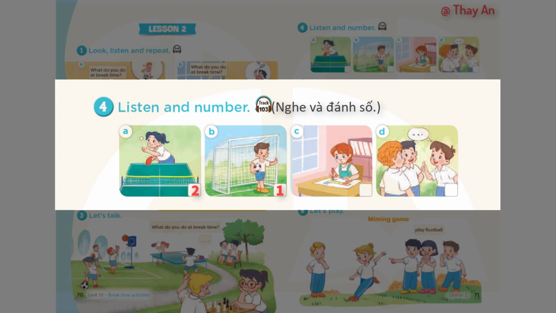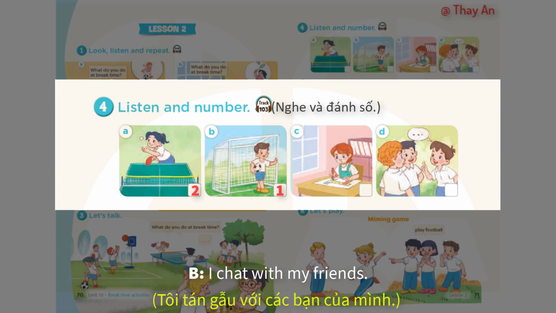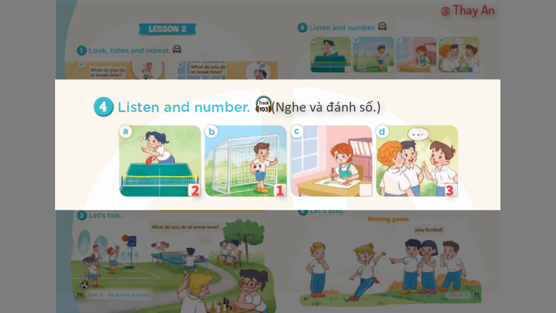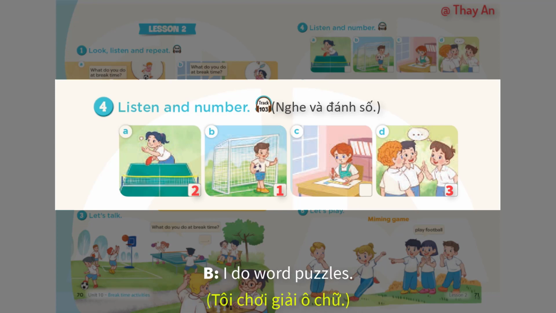3. What do you do at break time? I chat with my friends. 4. What do you do at break time? I do word puzzles.